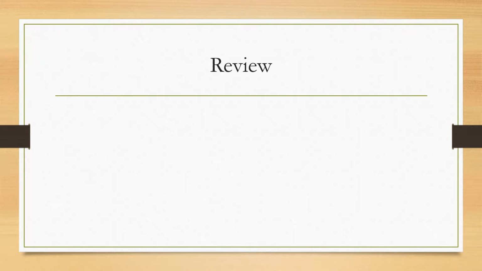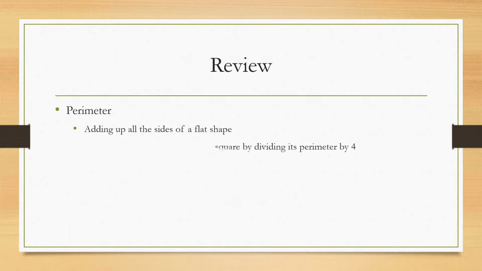Some review from Lesson 8. We talked about perimeter in that lesson. Remember, that's adding up all the sides of a flat shape. And then we also learned that you can find the side length of a square by dividing its perimeter by 4, because all the sides of a square are the same length.